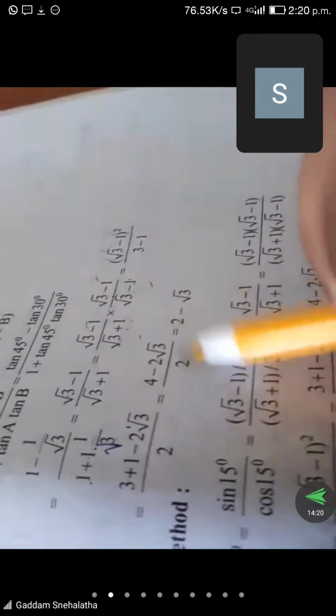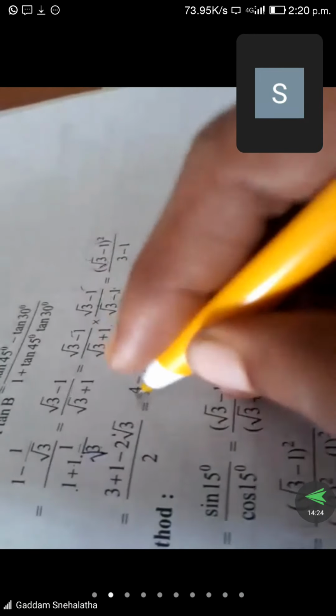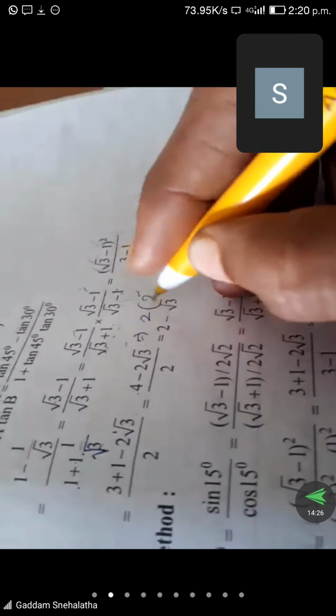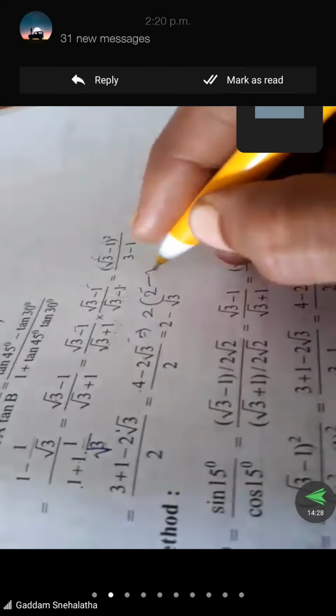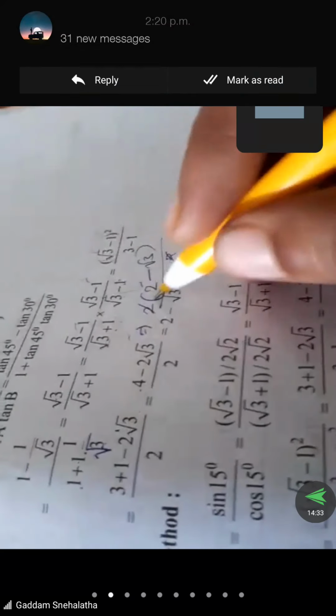In the numerator we can take 2 common. So 2 minus root 3, and the 2 in the denominator cancels. So what remains is 2 minus root 3. This is the formula of tan 15, same as cot 15 plus tan 15. So this is understood.